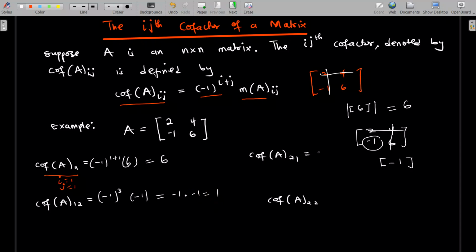In the same fashion, I get -1 times the minor of 2, 1, and the minor of 2, 1 is cancelling row 2 and column 1, so I'll be left with 4. In that fashion, I get -4 here. In the same fashion, (-1) to the power 4 times cancelling row 2, column 2, I'll be left with the value 2, and the determinant of that is 2, so I get 2. These are the cofactors of this matrix.